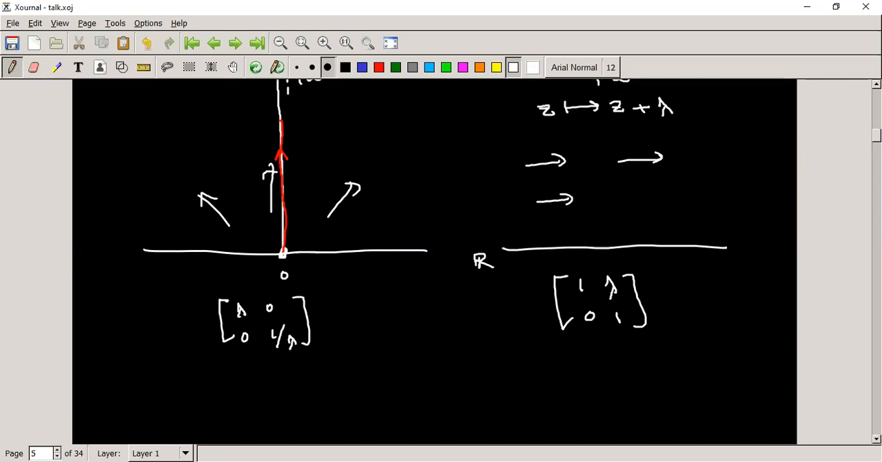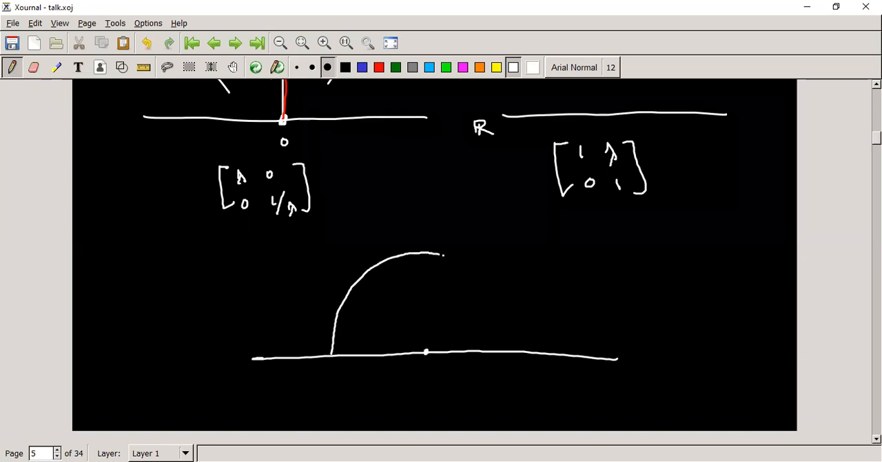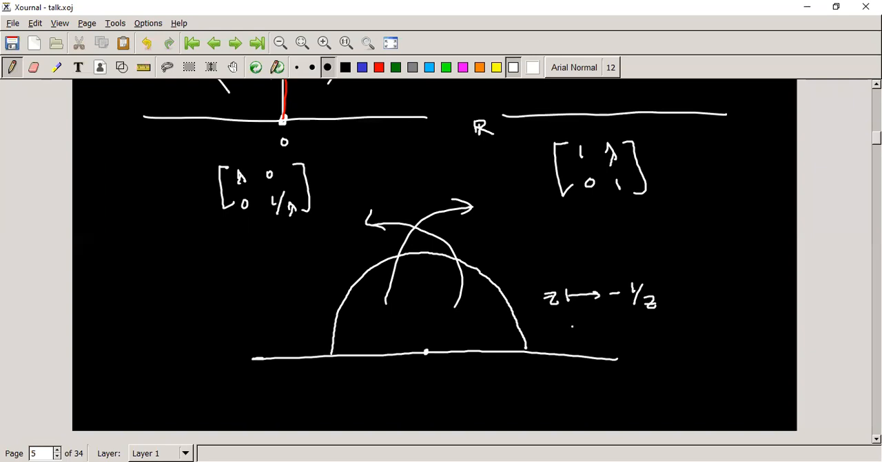And finally, we have seen z going to minus 1 over z, but there are more general kinds of things, which are called hyperbolic rotations. So we have a semicircle here, and then we're doing z going to minus 1 over z, right? So it kind of flips it around. And this transformation fixes exactly one point, but not on the boundary. It does not fix any point on the boundary. It fixes this point i, because i goes to minus one over i, which is i. So this is the classification: hyperbolic, parabolic, and elliptic. Fixes 2 points on the boundary, 1 point on the boundary, and no points on the boundary, but one in the interior.